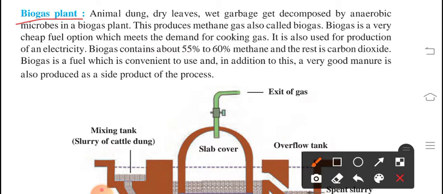Biogas contains about 55% to 60% methane and the rest is carbon dioxide. Biogas is a fuel which is convenient to use, and in addition to this, a very good manure is also produced as a side product of the process.